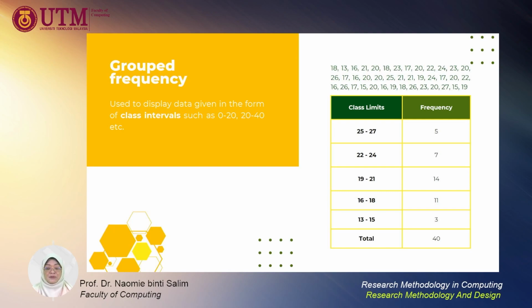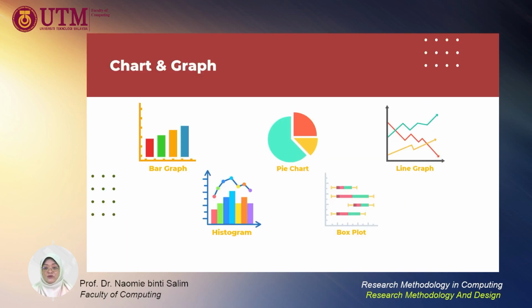Or we can have group frequency. Instead of counting the number of students which have individual marks, we can display data in the form of class intervals. For example, how many students have marks between 0 to 20, 20 to 40, and so on. So we can calculate the frequency based on the groups of the classes that we want to study. We can visualize our data using various graphs and charts, which I've explained in the previous module, such as pie chart, line chart, histogram, bar chart, and box plot.